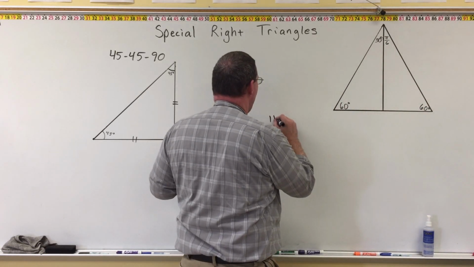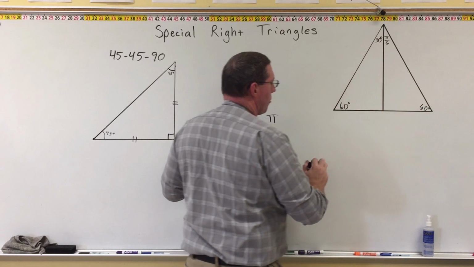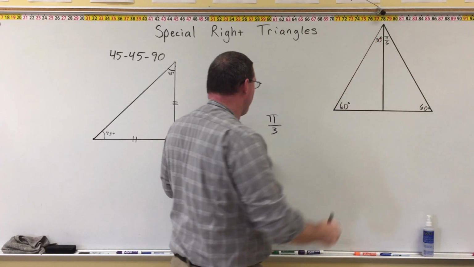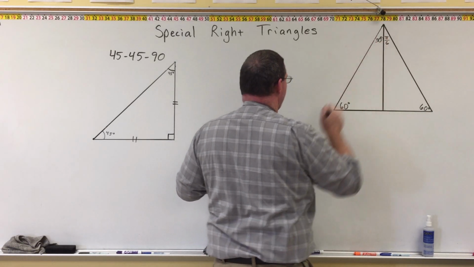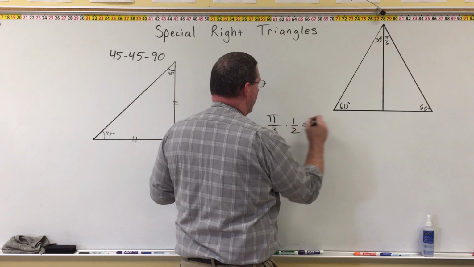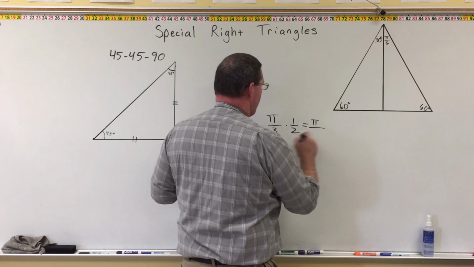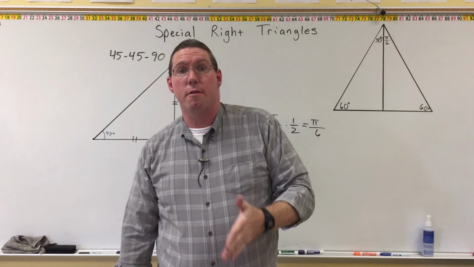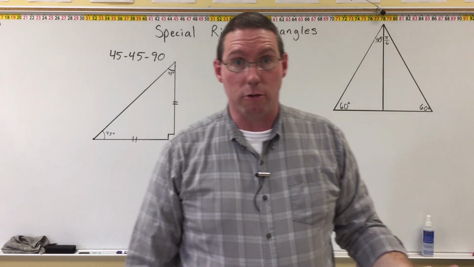Remember how we just said that pi is all three angles, and then we divided it by 3, so each of the angles is pi over 3, but we just cut pi over 3 in half. So if we do 1/2 of pi over 3, pi times 1 is pi, 3 times 2 is 6, there we go, pi over 6. So a 30-degree angle is a pi over 6 angle, okay?